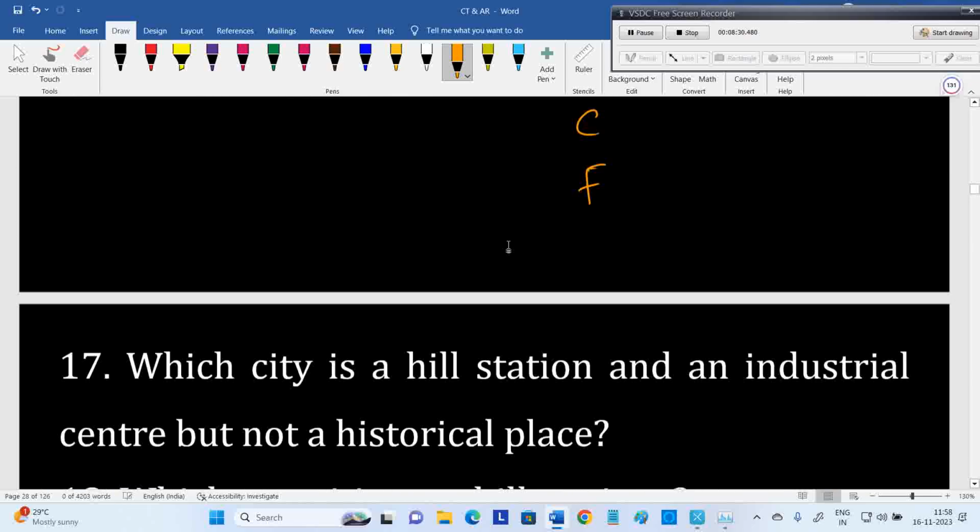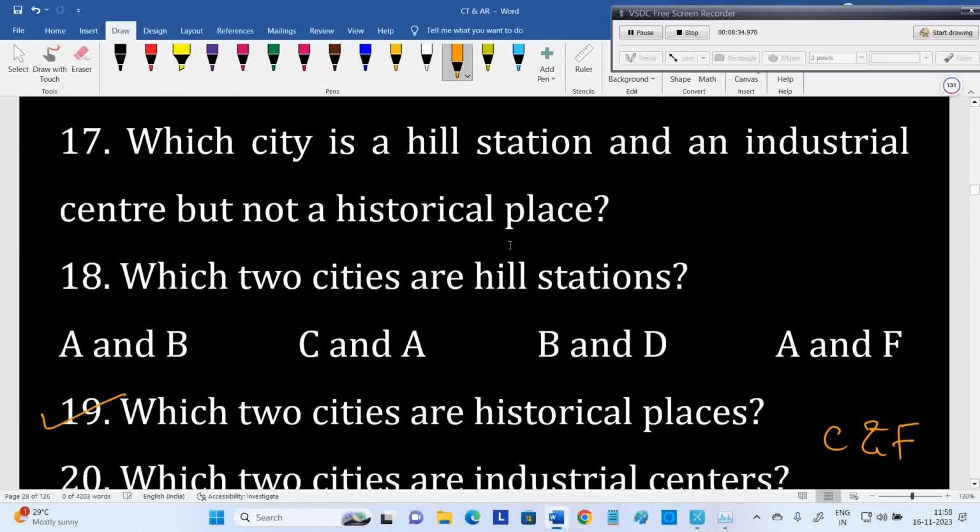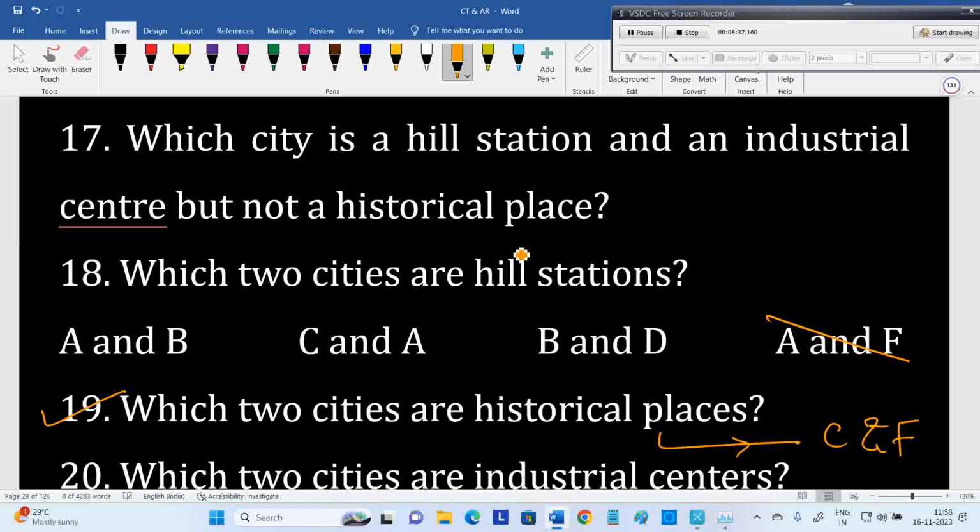Two hill stations, not possible is A. We don't want A in the option, so this will be eliminated. This will be eliminated. Now among C and D, B and D, A should not be there. This is also eliminated. Only B and D. We know A is not a hill station, so A should not be there in the options. Some people are worried, but options are given. You just need to eliminate the options. That's the basic task.